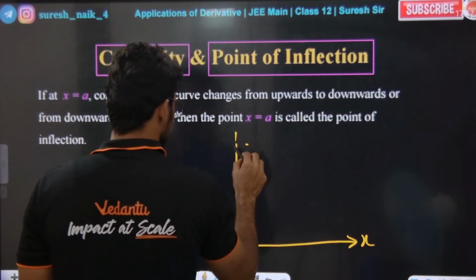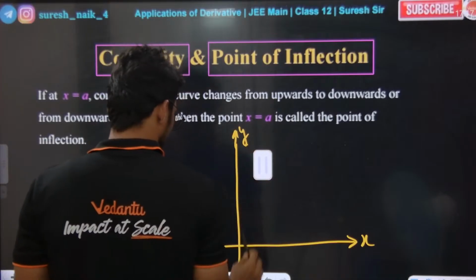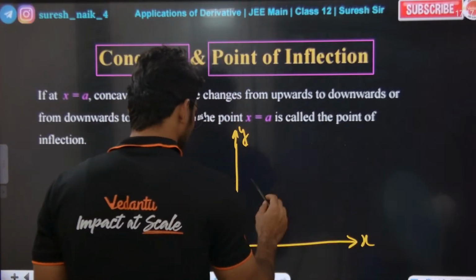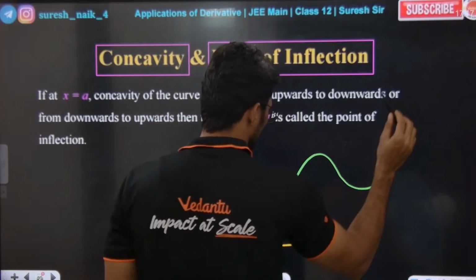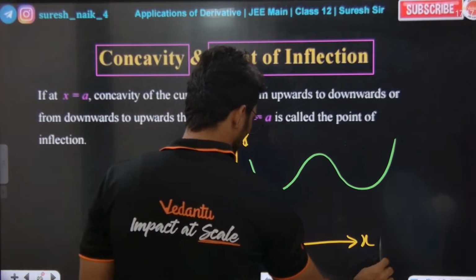Okay, this x-axis, this y-axis. Now I'm just going to draw one simple graph, any one graph. So first, let's say something like this. You're talking about this graph.